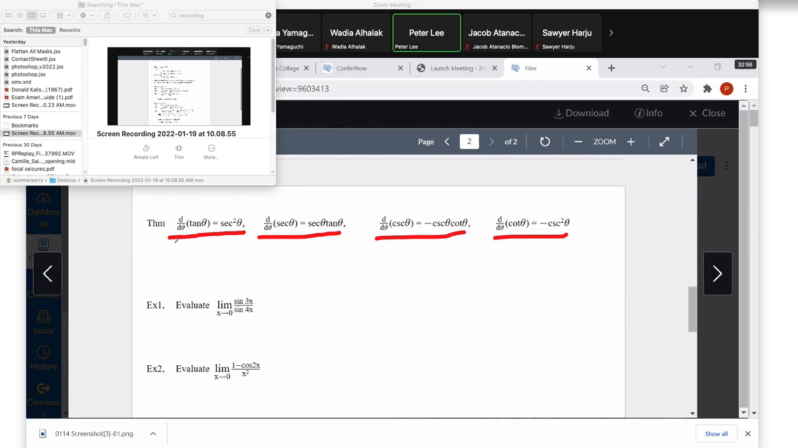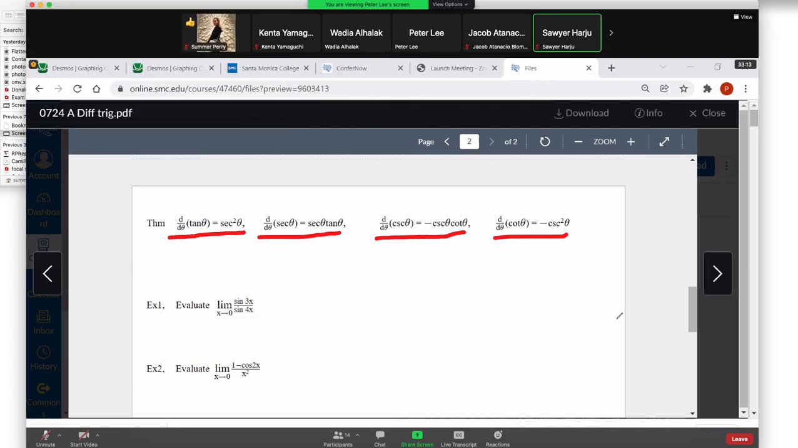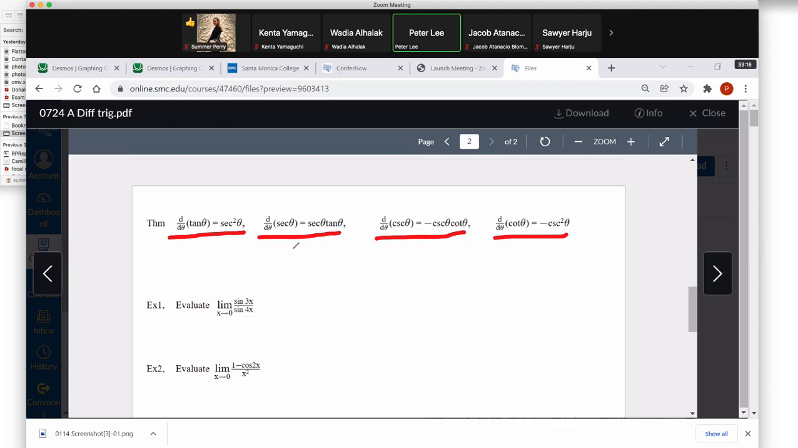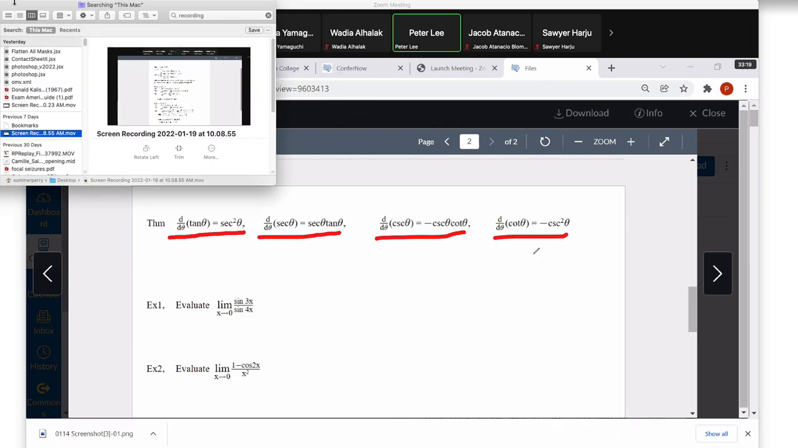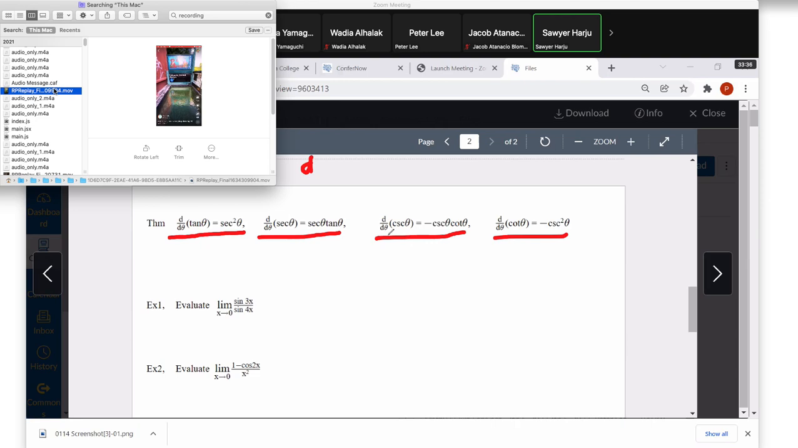Any of you want me to prove any of these theorems here? No? Yes? Did I do one or no? Yes, you did. Pick one. Which one looks the scariest to you? Or do they all look the same? So, the derivative of cosecant x, or cosecant theta, one.